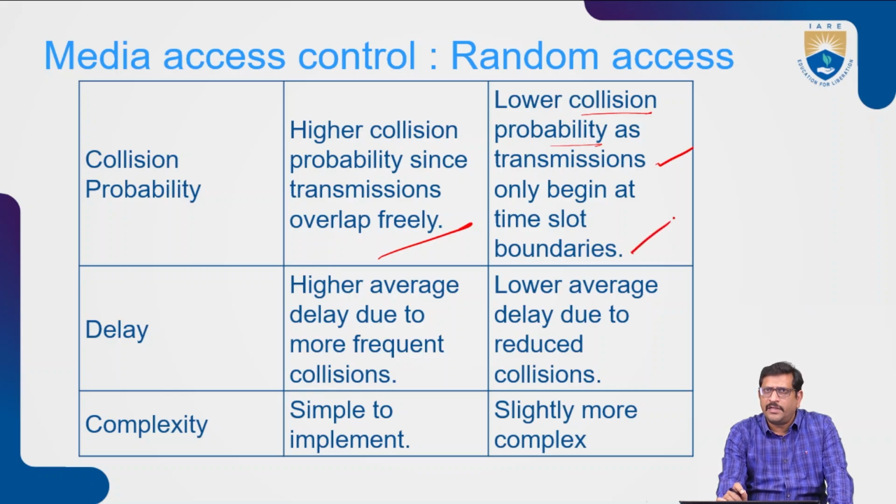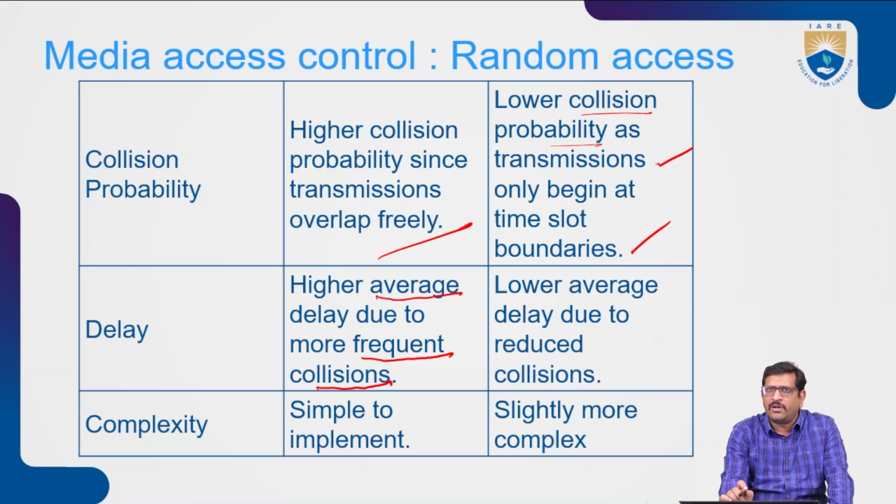In terms of delay, pure Aloha has a higher average delay. If you take the average, the delay is very high. Why? Because of the more frequent collisions that exist in pure Aloha. Anytime we are sending data, there is no time slot, so many devices are simultaneously sending data. That's why the number of collisions will increase.